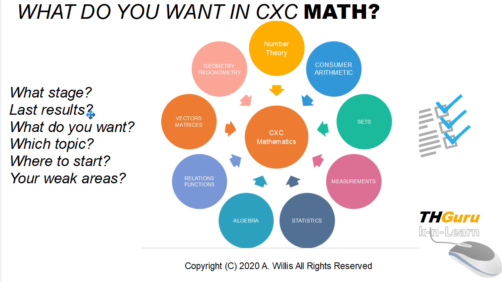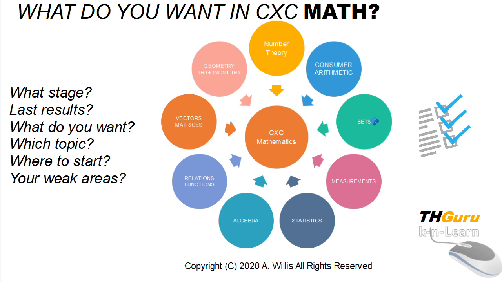Your last results, did you do well? Did you pass or did you fail? What are your areas of weakness? Which topic area you want to focus on? Is it statistics? Is it algebra? Which one? You need to choose.